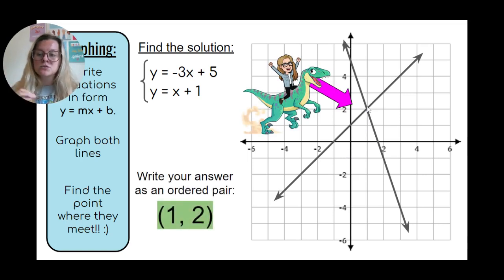So we always write our answer as a point. The x value here is 1. The y value here is 2. That's it. We found our solution. The solution is 1, 2.